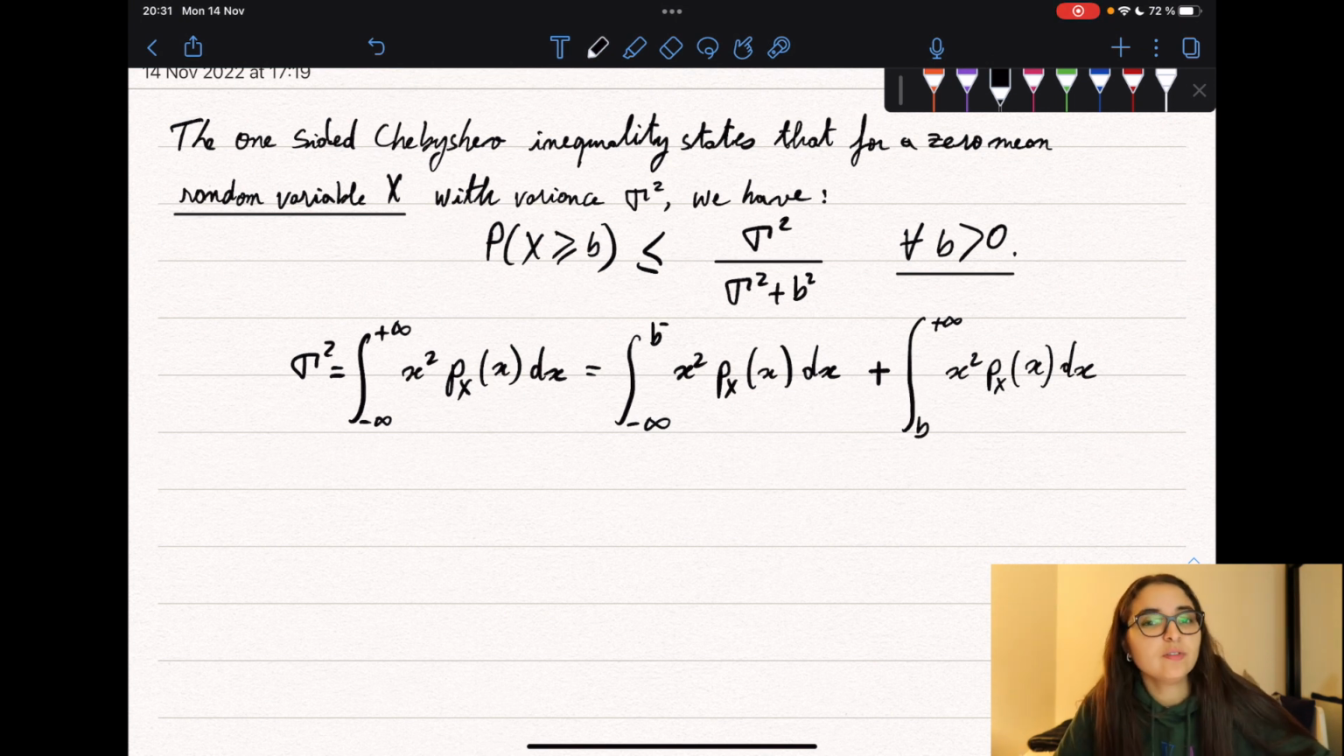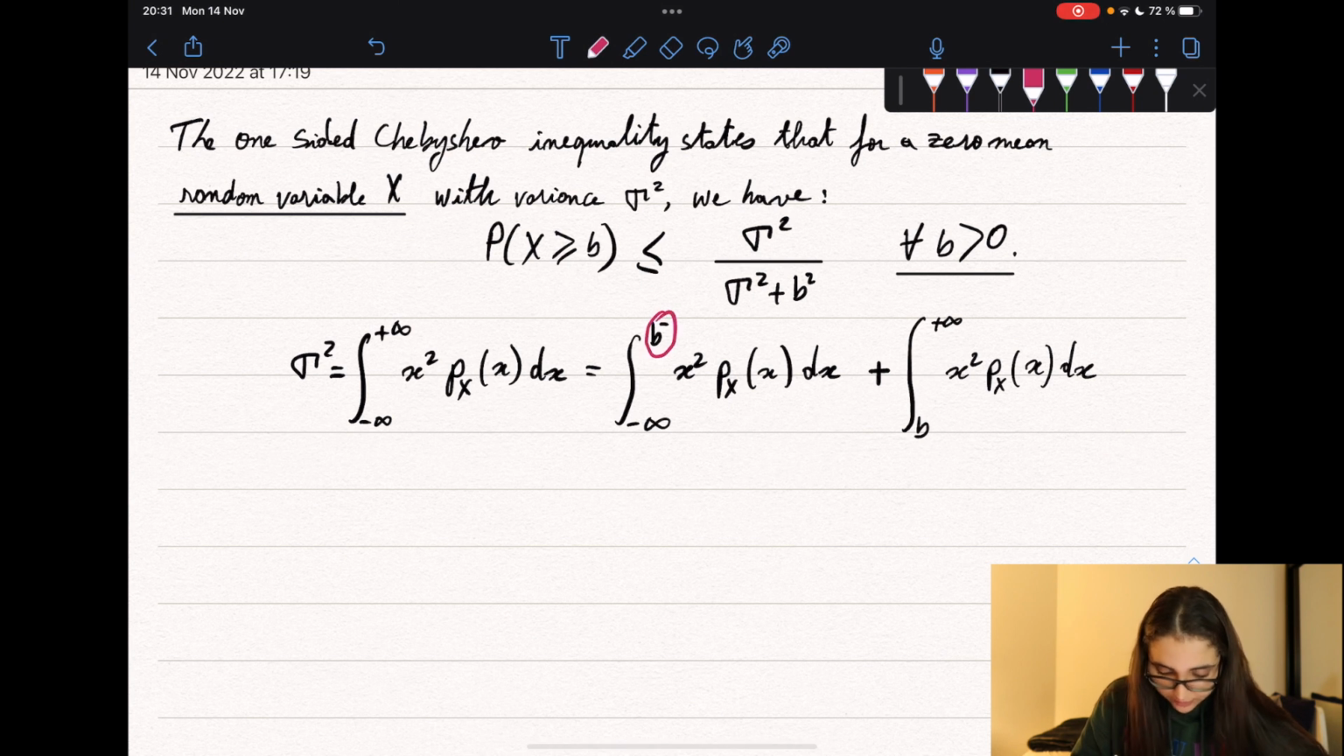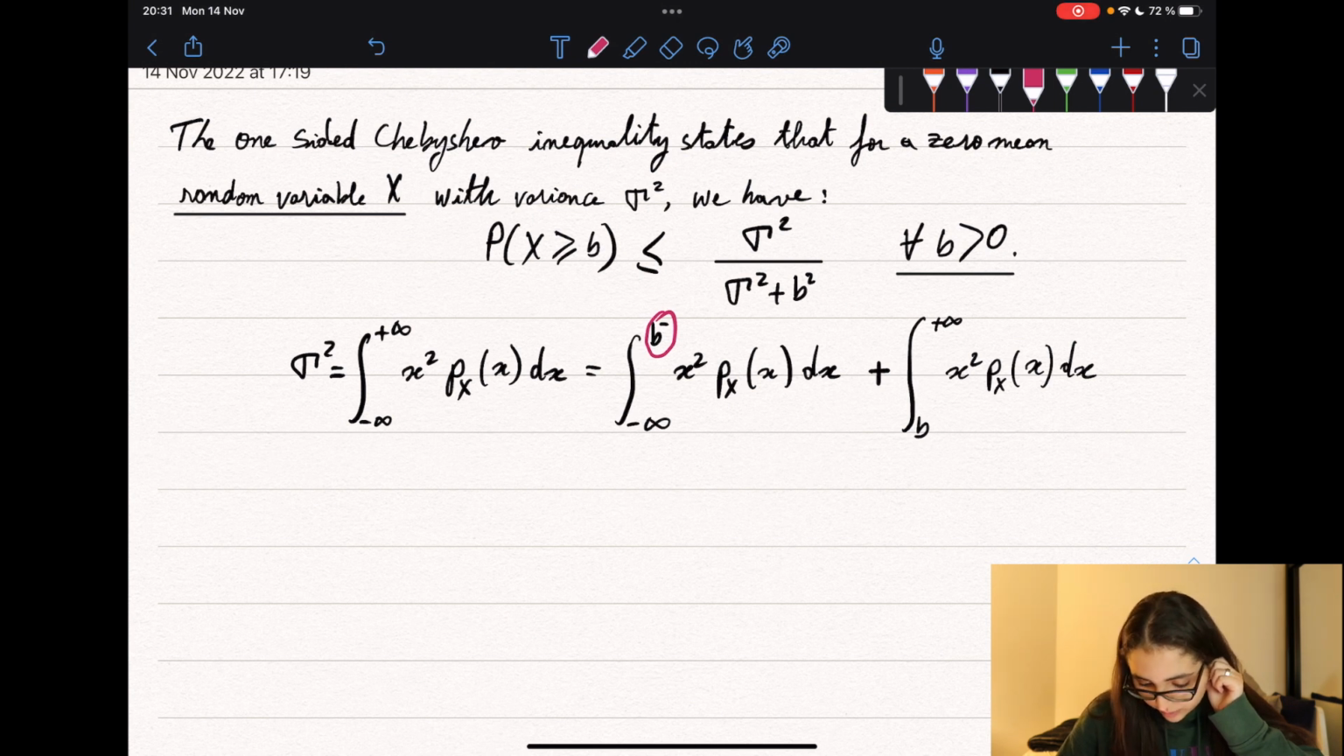So now that we have written down the mathematical formula for the variance, which is sigma squared, you can see here that we have defined it in terms of b. And just a quick note, you can see that there is a minus on top of the b, and that just means that we are excluding b from the integration interval here, because we are already including it in the other integration interval.